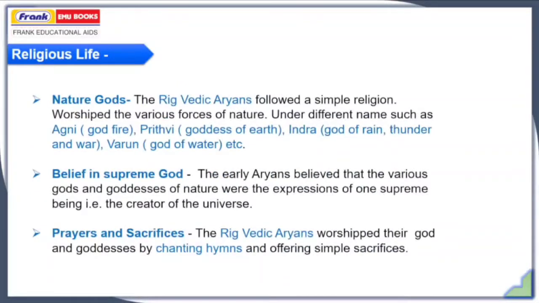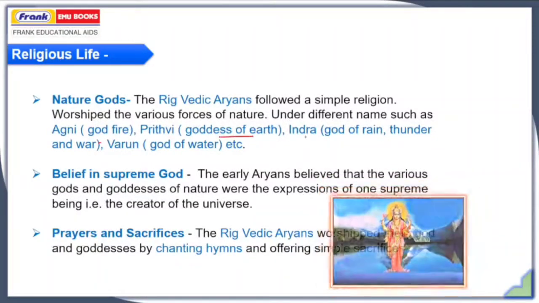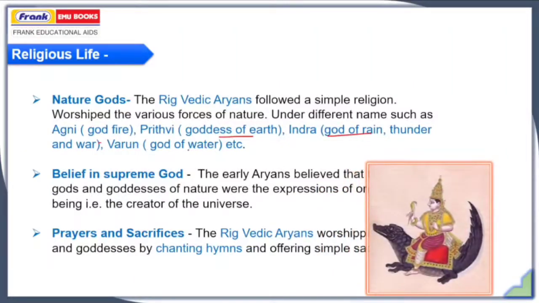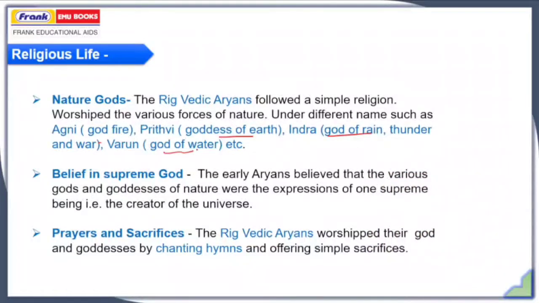Now coming to religious life, there were nature gods like Agni, Prithvi, who was considered the goddess of earth, Indra, who was considered the god of rain, thunder, and war, and Varun, who was considered the god of water. So these were considered nature gods, and Rig Vedic Aryans followed a simple religion, worshipping the various forces of nature, but they also believed in a supreme God, the oneness of God. The early Aryans believed that the various gods and goddesses of nature were the expression of one supreme being. So we can say that to a certain extent they were also monotheistic and believed in the oneness of God.